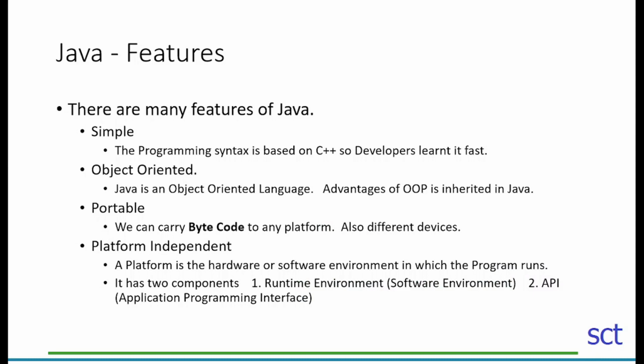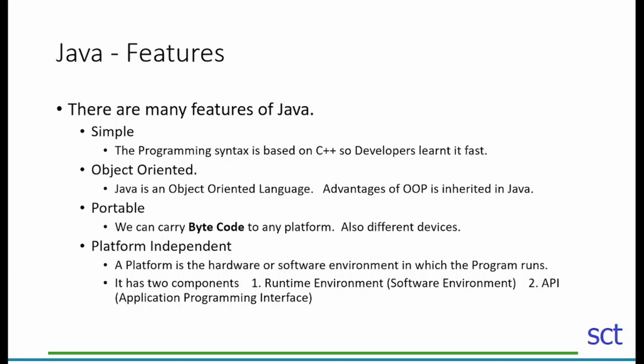So what do you mean by simple? Java is a simple language where the C++ syntax can be followed. For people who have already worked on C++, it is very easy to learn Java because the programming syntax is almost similar. It's an object oriented programming language, and it is also called a pure object oriented programming language. So it has the advantage of OOP, which is inherited in Java.